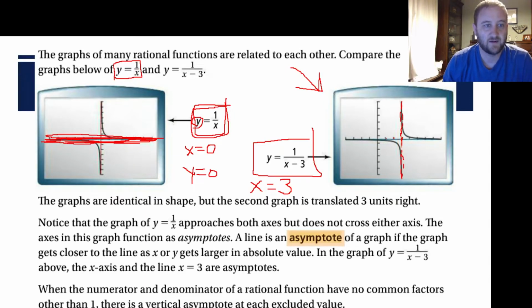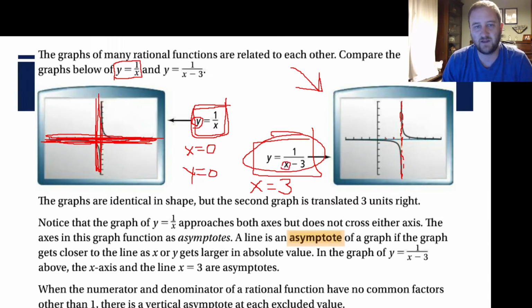Okay? So we've got a vertical asymptote here and a horizontal asymptote here. Same thing for this one, right? There's nothing I can plug in for x here to make y ever equal to 0. So there's also a horizontal asymptote here at y equals 0. Okay, so there's two asymptotes, a vertical and a horizontal.